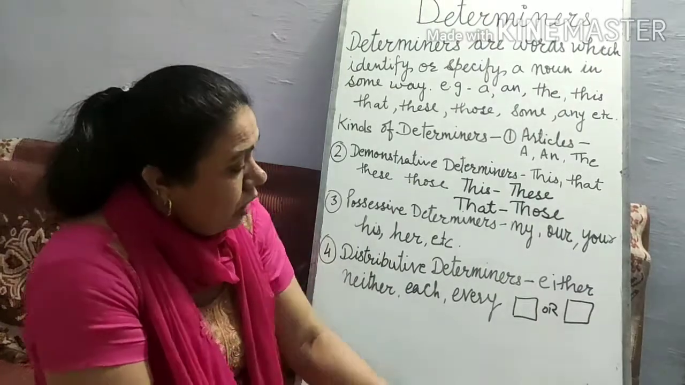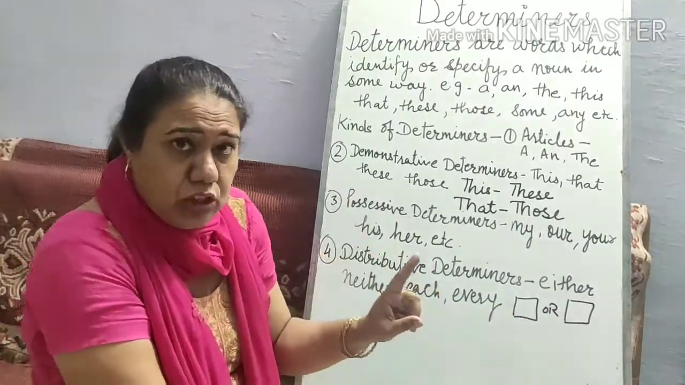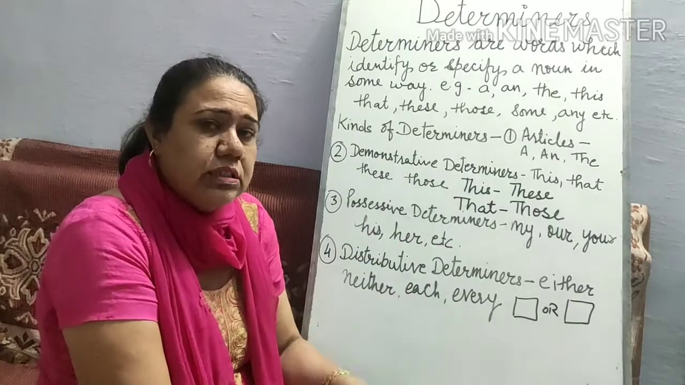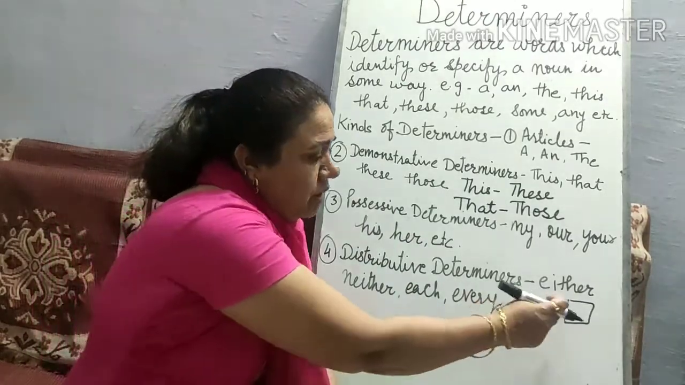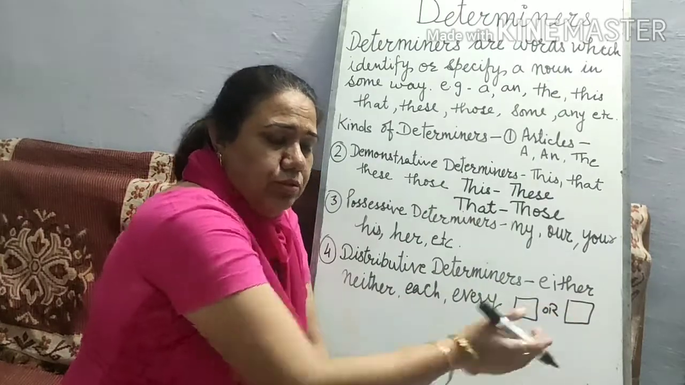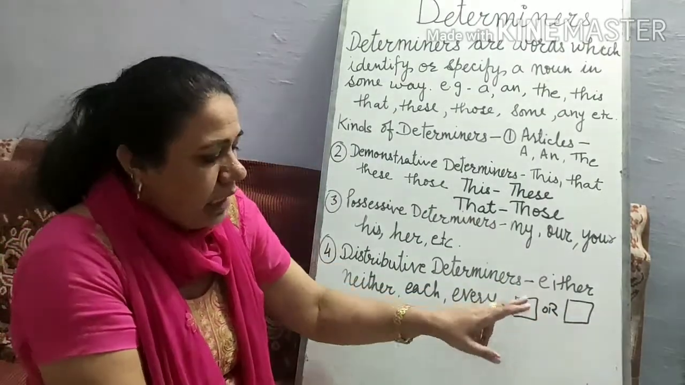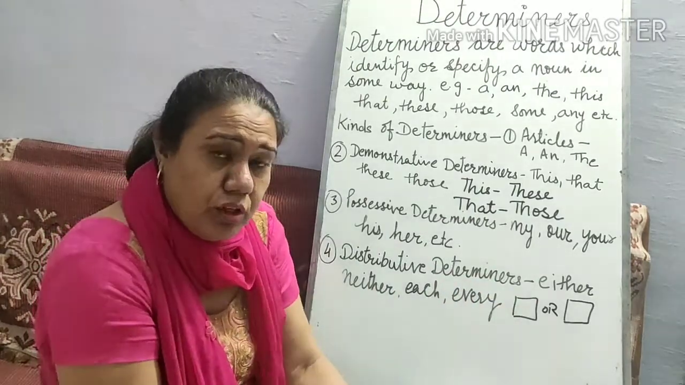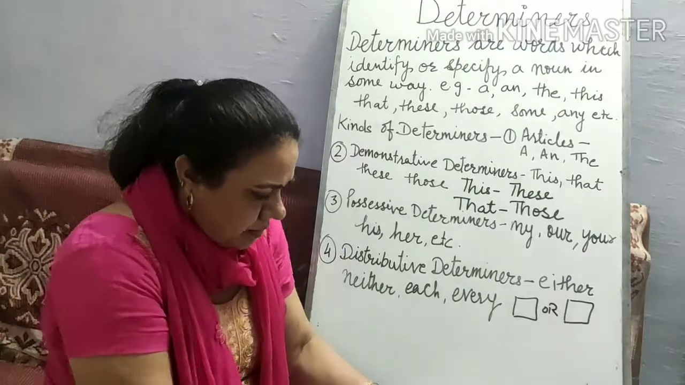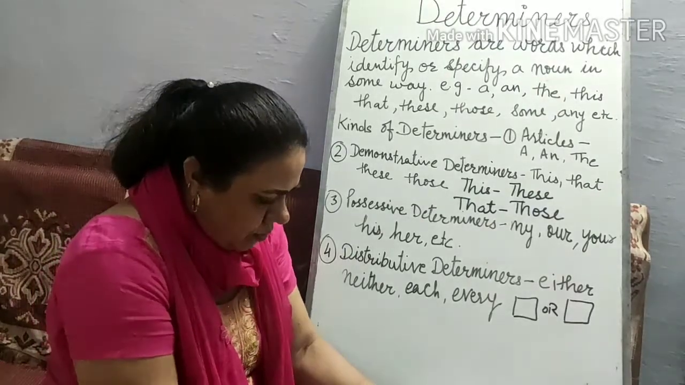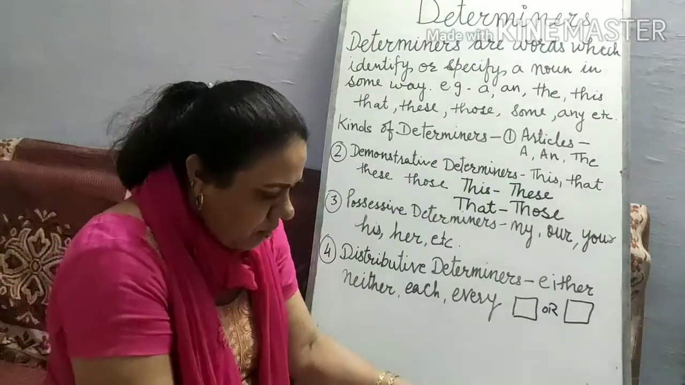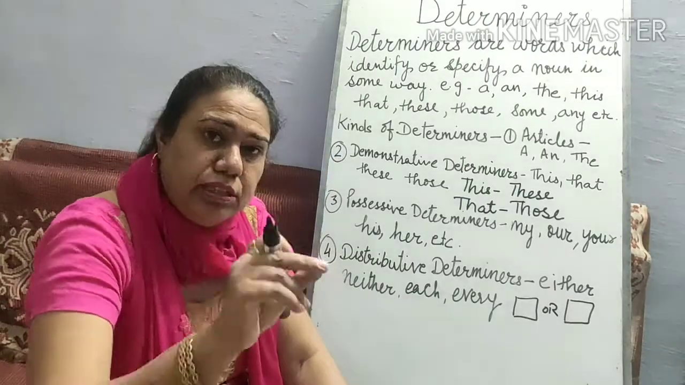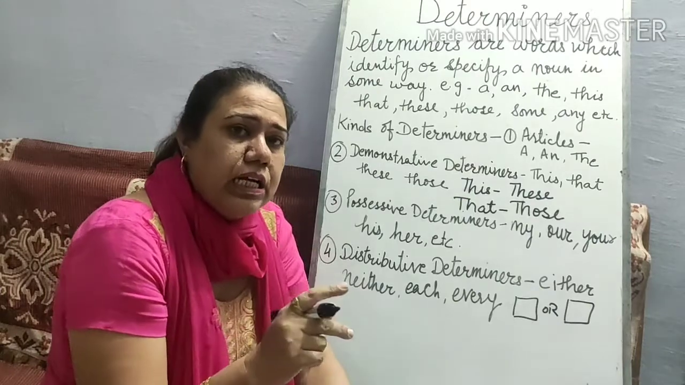For example, either we use in positive sentences, when two persons are there. Either you or your sister will do this work. Two persons are given the work: either you will do it or she will do it. Either we also use for both sides. For example, either side of the road. It means both sides of the road. Again I am saying, either side of the road.